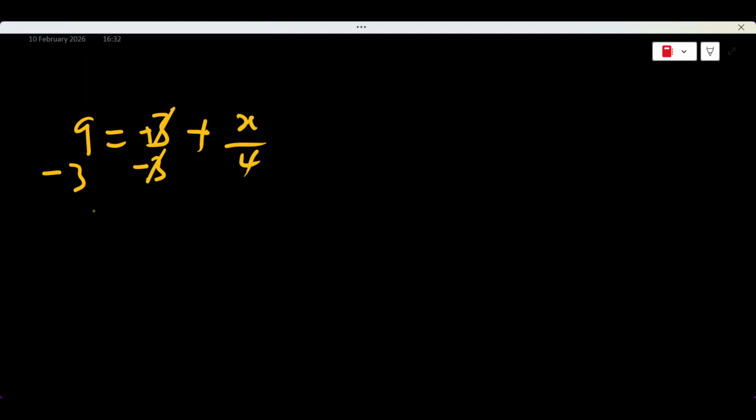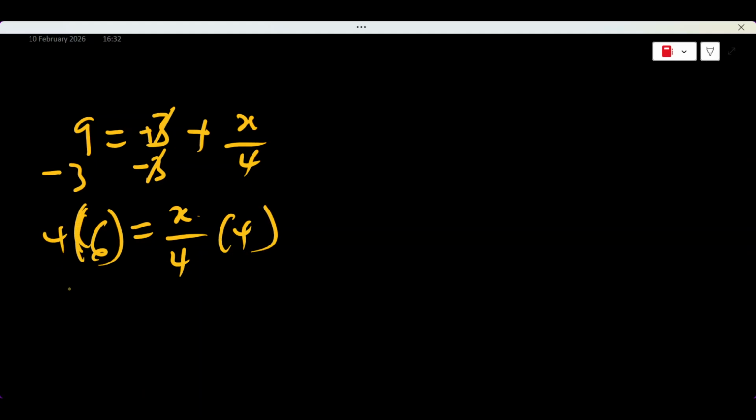Here this one and this one cancel. 9 minus 3 is 6, equal to x over 4. Now in solving this, it is division, so you have to use the inverse operation, which is multiplication. So if you want to get rid of the 4, multiply both sides by 4, and then you multiply this side by 4.